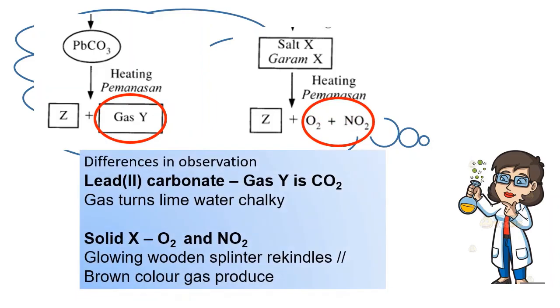The differences in observation. For lead(II) carbonate, gas Y is carbon dioxide. Therefore, the observation is the gas turns lime water chalky. For solid X, oxygen gas and nitrogen dioxide gas are produced. Therefore, the observation is a glowing wooden splinter rekindles, or brown gas is produced.